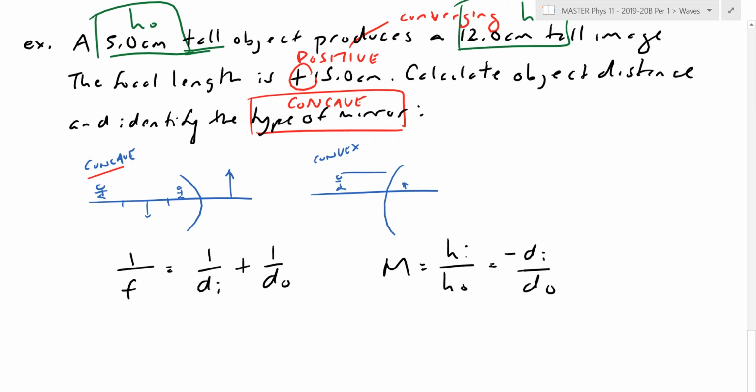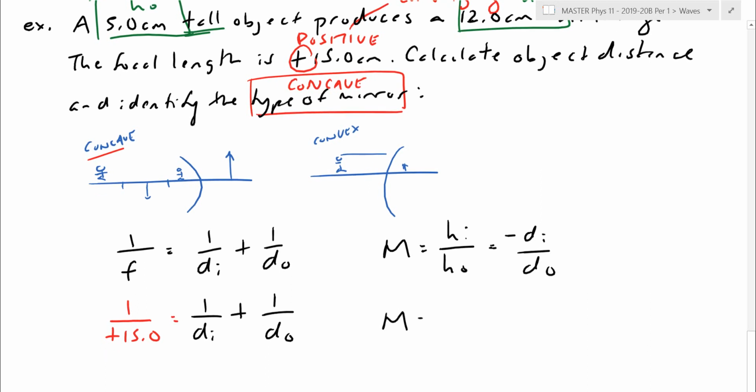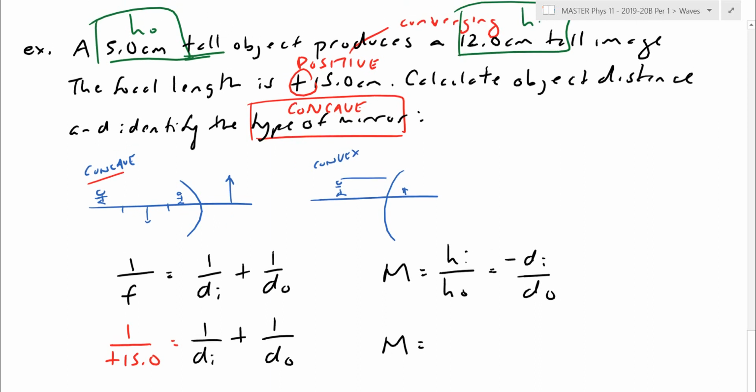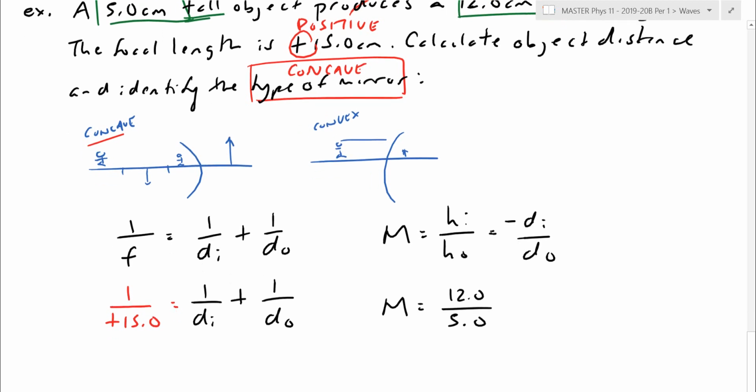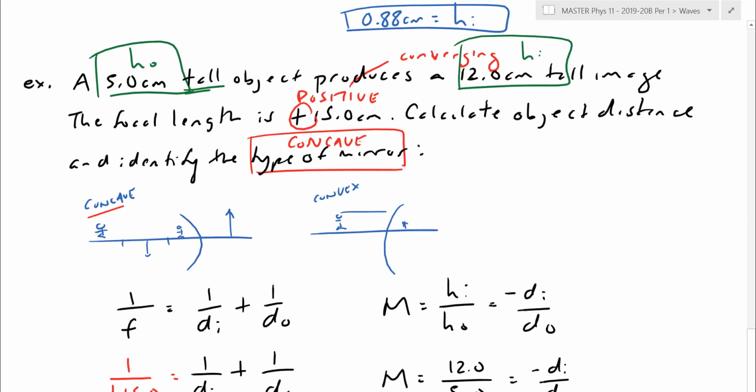So let's just punch through our values and see what we have. On the left-hand side, I have 1 over f, and we're going to keep that as a positive because they said focal length is going to be positive. The 1 over distance of the image, I don't have that. And I don't have the object distance either. So far I can't use that formula. Let's try the other formula then. Your magnification is given by the height of the image, which happens to be 12. The height of the object is going to be 5. This is supposed to equal negative di over do. Technically speaking, I just gave you the height of the image.